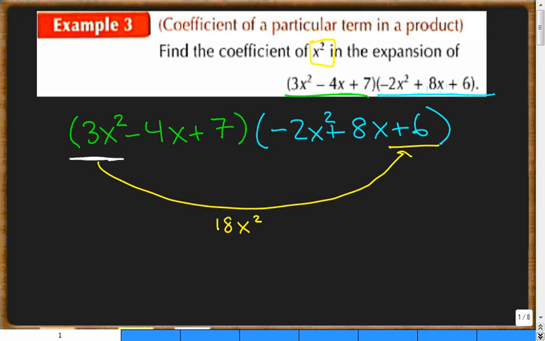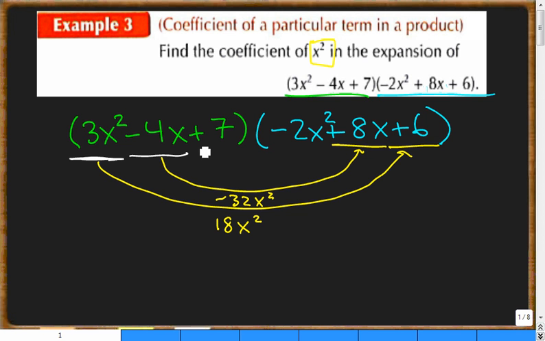Now when we go to our negative 4x, we need to figure out which terms in the other polynomial will multiply by it to make a squared term. Well, in order to go from an x, which we have over here, to an x squared, we need to multiply by a term with just x in it, which is this 8x here. And if we do negative 4x times 8x, we get negative 32x squared.